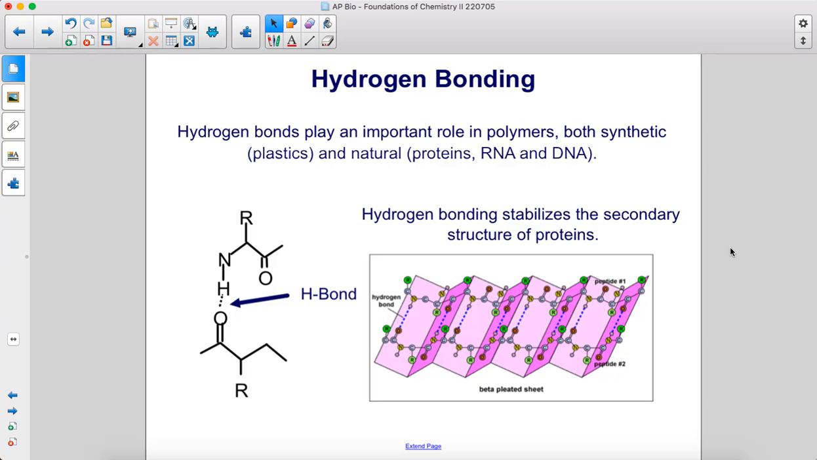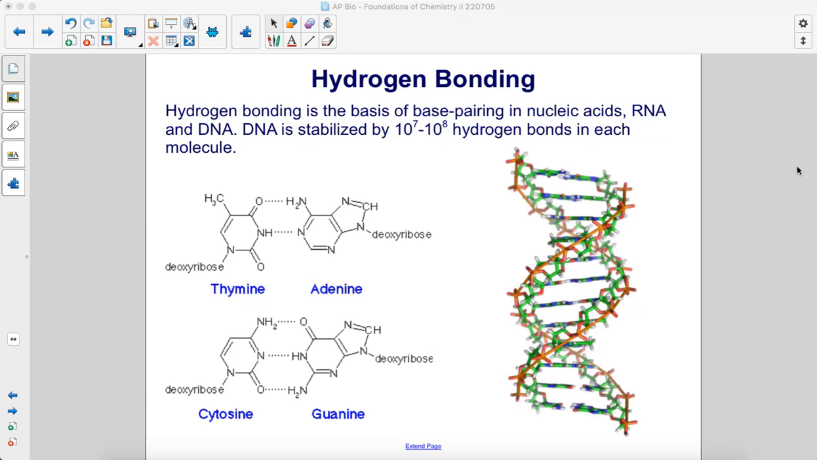Hydrogen bonds play an important role in polymers, both synthetic, plastics, and natural, proteins, RNA, and DNA. Hydrogen bonding stabilizes the secondary structure of proteins. Hydrogen bonding is the basis of base pairing in nucleic acids, RNA, and DNA. DNA is stabilized by between 10^7 and 10^8 hydrogen bonds in each molecule.